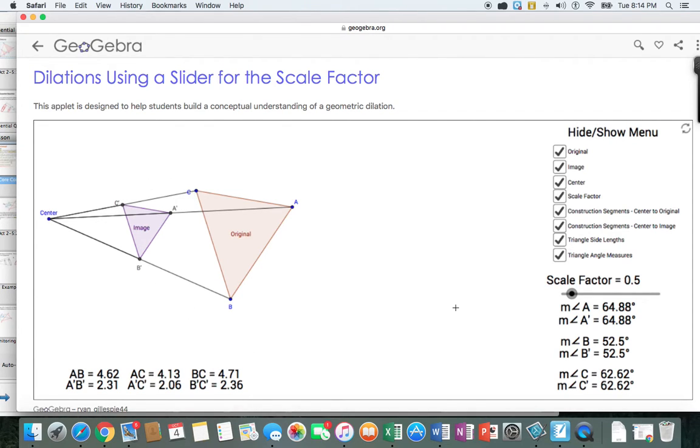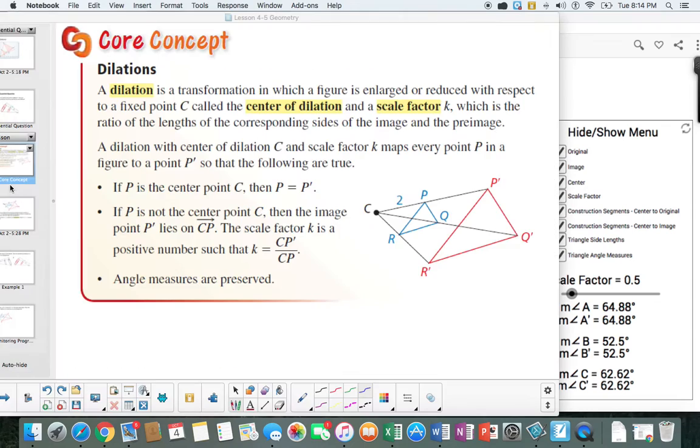So now the scale factor is a little different, and the new length of the side is half as much as the original length. So the scale factor is not only affecting the distance from the center of dilation, but it's affecting the sides. Again, not affecting the angles. Let's go back to the slide here and look at it more closely.